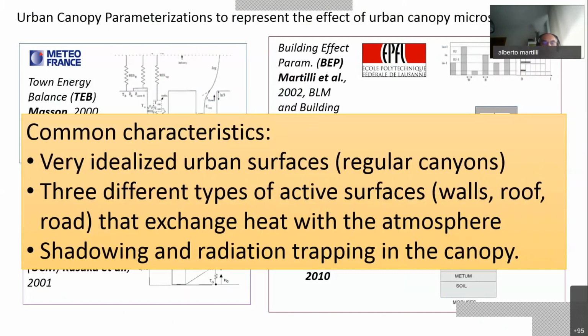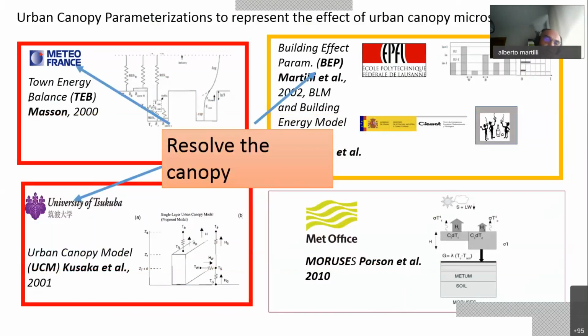But this is important because thanks to this we can account for 3 different types of active surfaces: the walls, the roof, and the road. In this way, we can also try to account for the shadowing and radiation trapping in the canopy. So as I said before, the application of the model is what determines the type of approach.